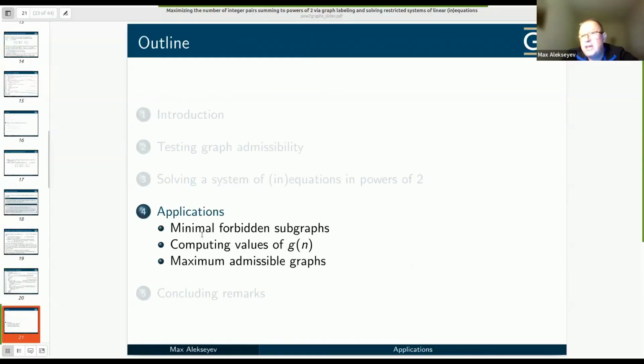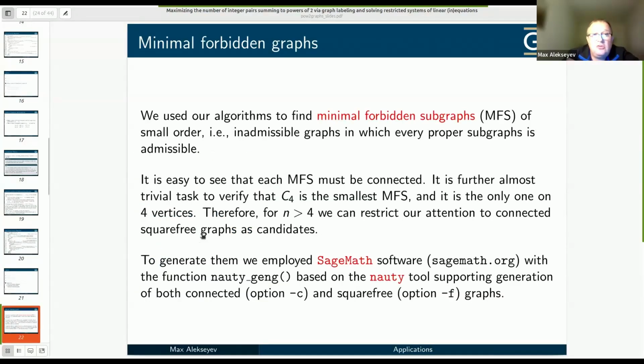Now let's discuss applications of those two algorithms. Let's start with the minimum forbidden subgraphs. We're going to find minimum forbidden subgraphs of small order, up to 11. It is easy to see that a minimum forbidden subgraph must be connected. C4 is an example of an MFS of order 4, and there are no forbidden graphs of smaller order. So we are going to look at the larger orders.